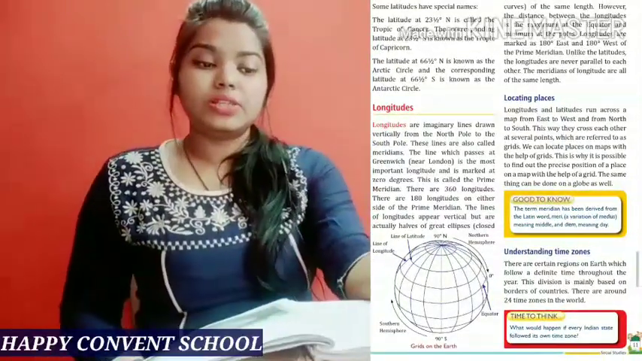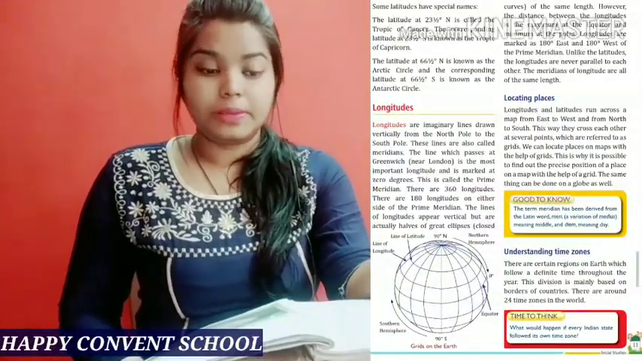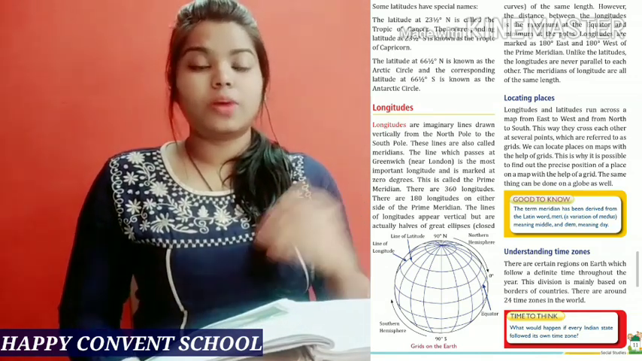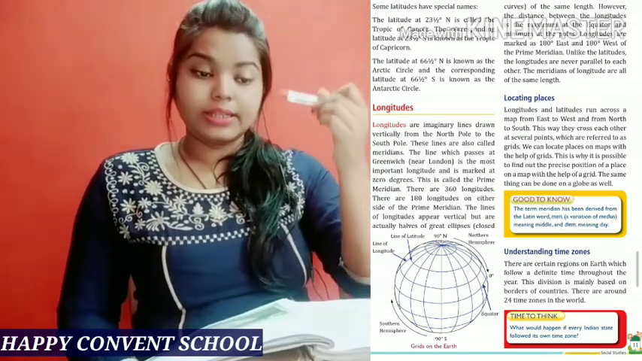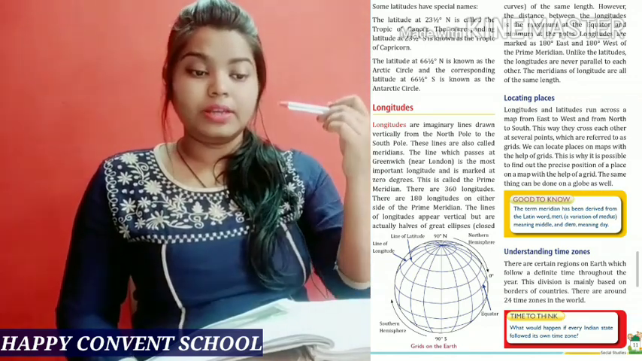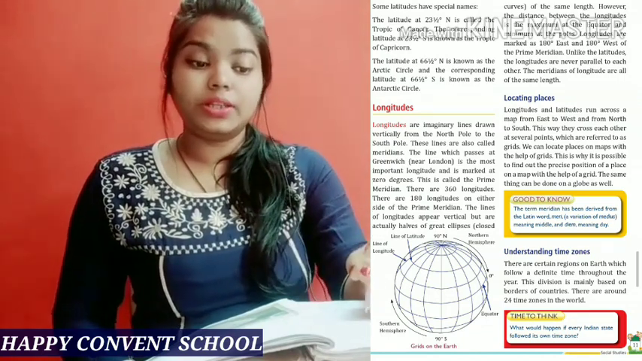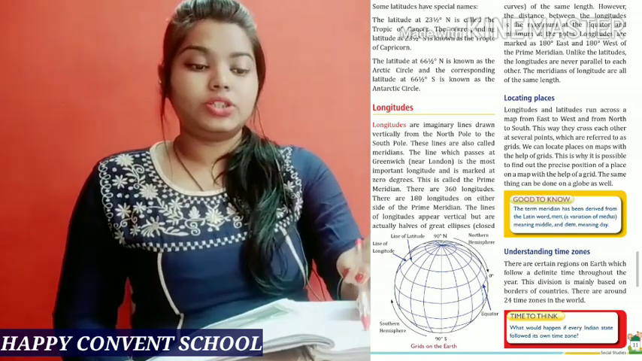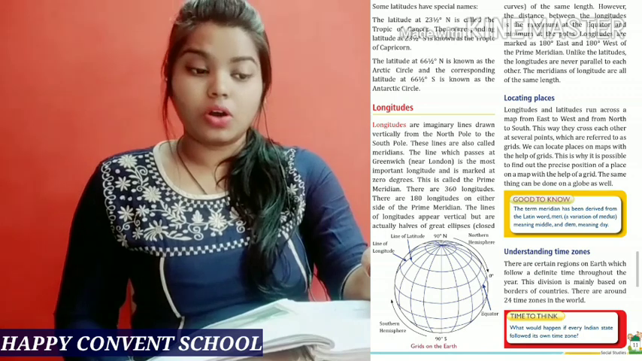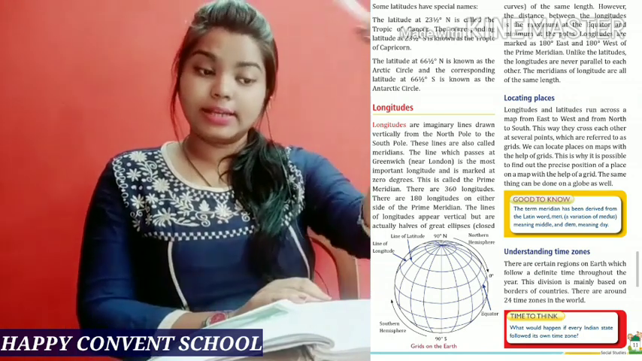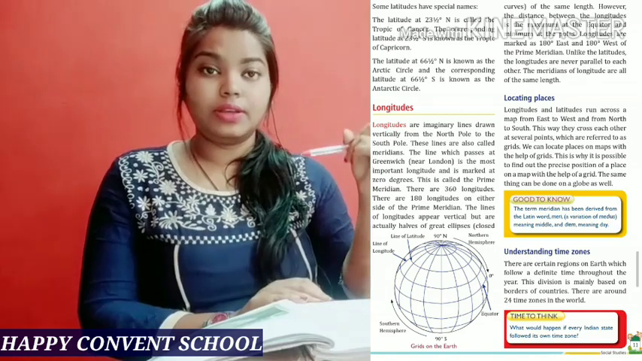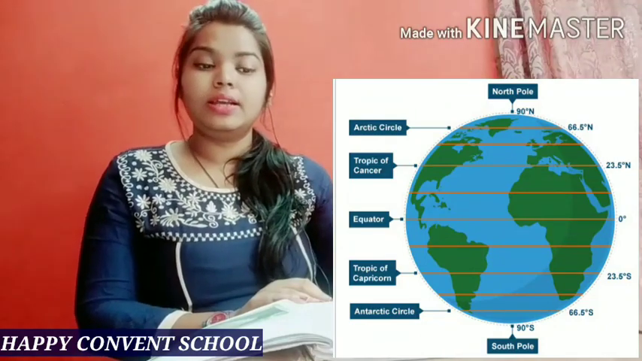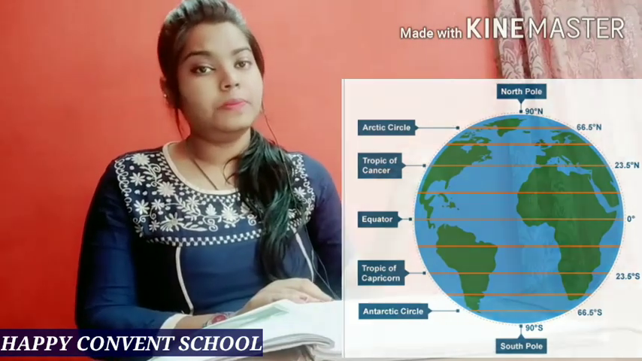Some latitudes have special names. The latitude which is present at 23.5 degree north is called what? Tropic of Cancer. And the corresponding latitude at 23.5 degrees south is known as Tropic of Capricorn. Okay. And the latitude at 66.5 degree north is known as Arctic Circle, and the corresponding latitude at 66.5 degrees south is known as Antarctic Circle. So these are some of the special names which have been given to some of the latitudes.